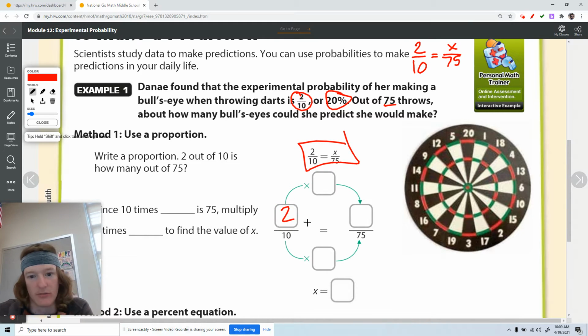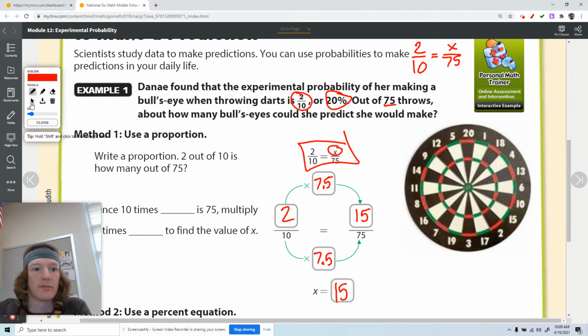So we've got 2 out of 10 times some number. 10 times what is 75? Well, in order to do that, you do 75 divided by 10. We learned that this is 7.5. So from 2 to whatever we get for x, that's also going to be times 7.5. 2 times 7.5, 2 times 7 is 14, 2 times a half is 1, so 15. So she should get 15 out of 75 times.